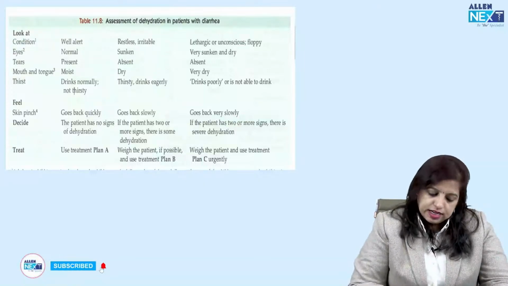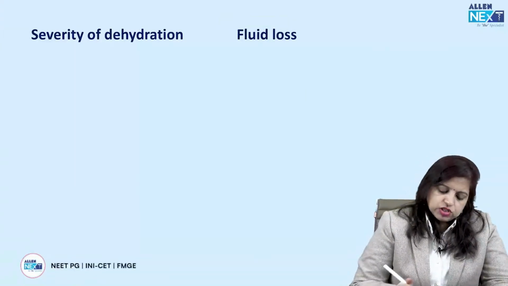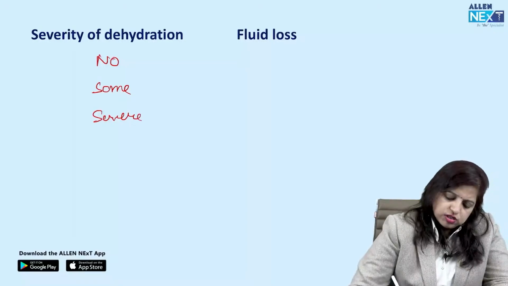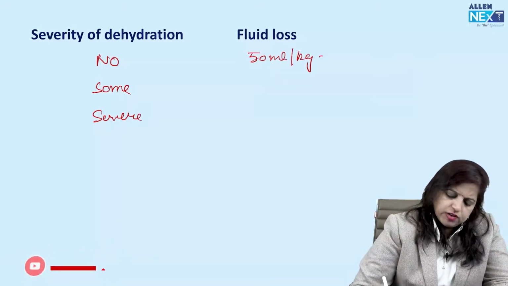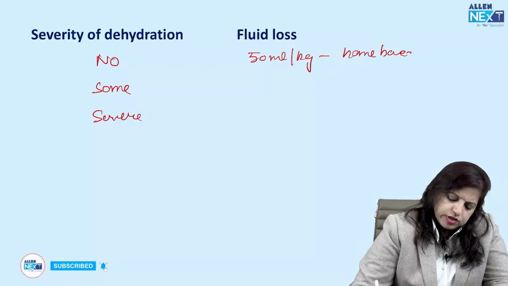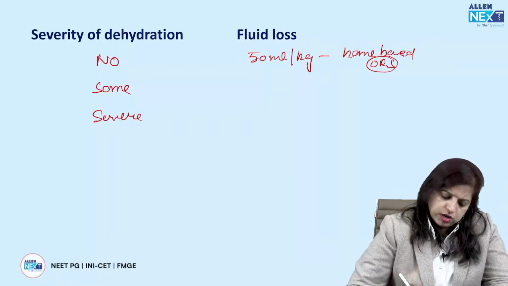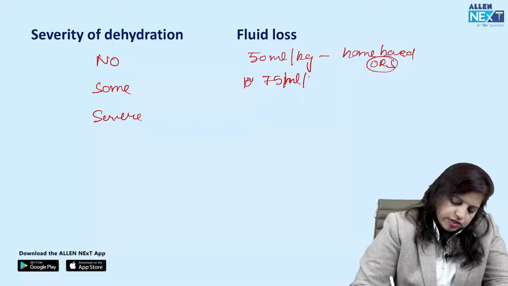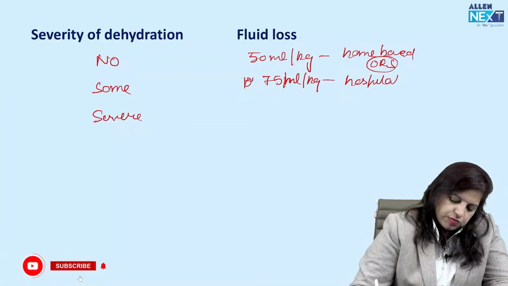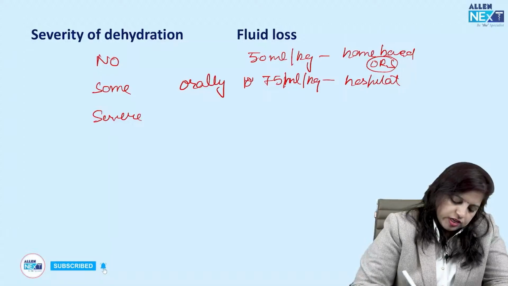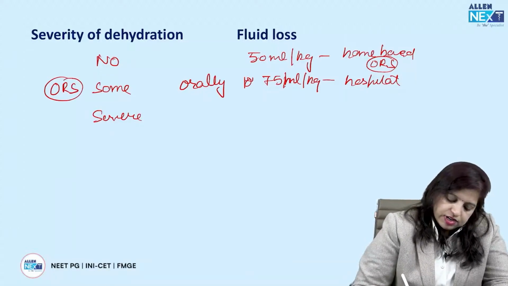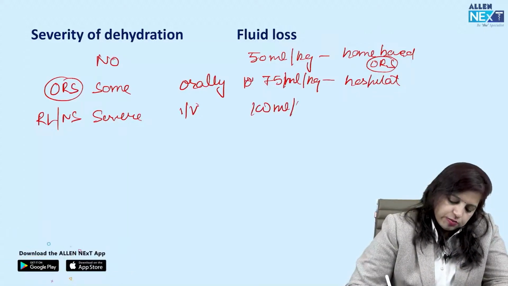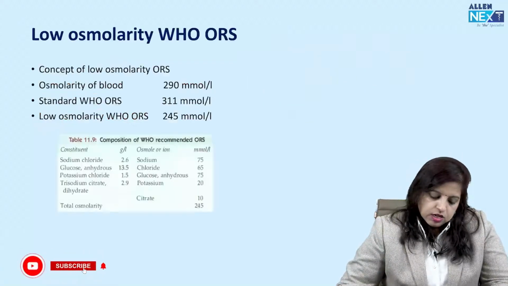So this is how you assess the dehydration. We know this term, and severity of dehydration, we know either no, some or severe. In no dehydration, 50 ml per kg fluid has to be given, home-based treatment, and for home-based fluid you can also give ORS, but other home-based fluids are also allowed. Some dehydration, we have to give around 75 ml per kg fluid, and this is a hospital-based treatment, but we have to give orally only, and what we give is ORS in this case. And severe dehydration, we have to give IV, RL or NS can be given, and the dose is 100 ml per kg. We have already discussed it, right?